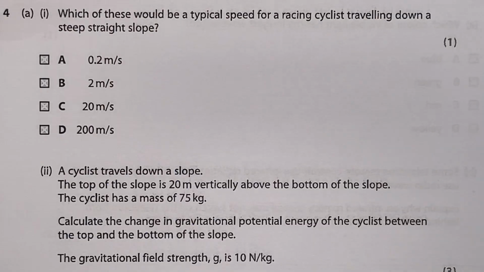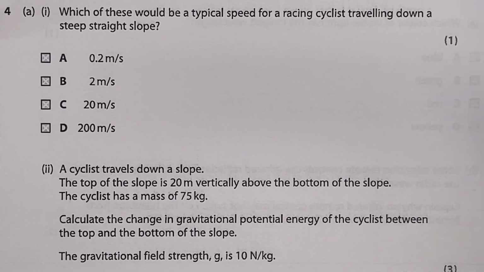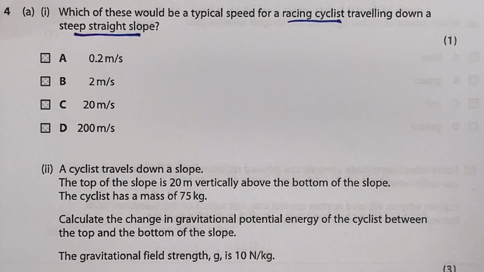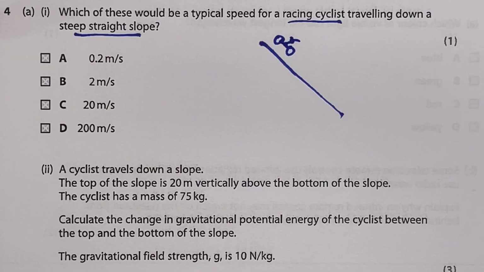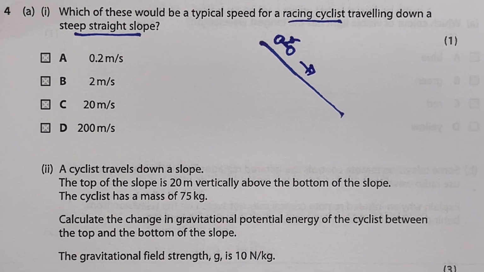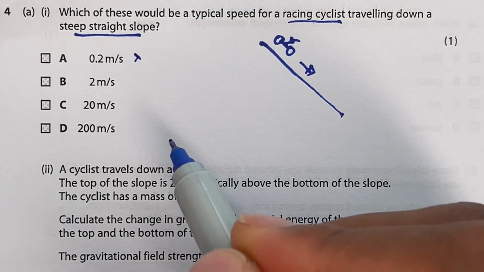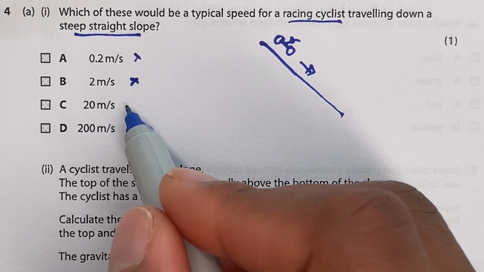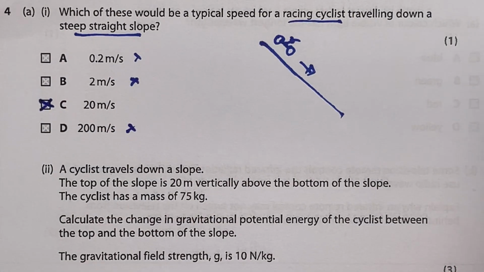Which of these would be a typical speed for a racing cyclist traveling down a steep straight slope? A steep straight slope would be this. Okay, so if you're going down, that means the speed would have to be a lot more. 0.2 meters per second, no, this is too slow. 2 meters per second, that is probably too slow. 20 meters per second is reasonable. 200 meters per second, that's way too fast. So yeah, I'll choose this as my best option for 1 mark.